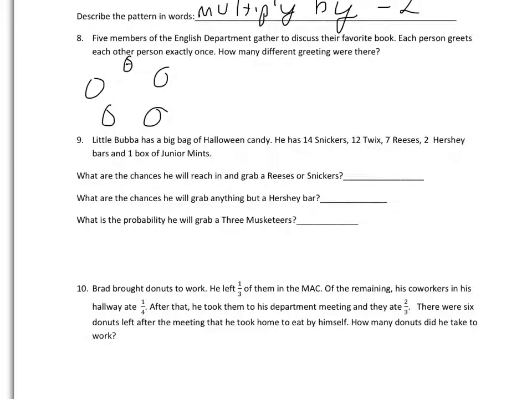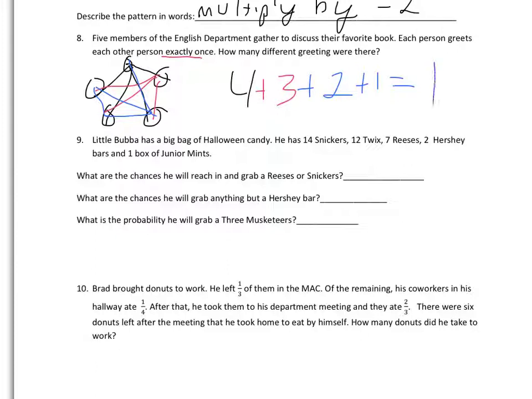So this first person greets 1, 2, 3, 4 people. The second person greets 1, 2, 3 because they already greeted that first person. They don't need to greet them again because it says exactly once. So plus 3. The next person greets 1, 2, so plus 2, and the last person greets that 1, so plus 1. So the total number of greetings, 1 plus 2 is 3, plus 3 is 6, plus 4 is 10. So 10 total greetings right there.